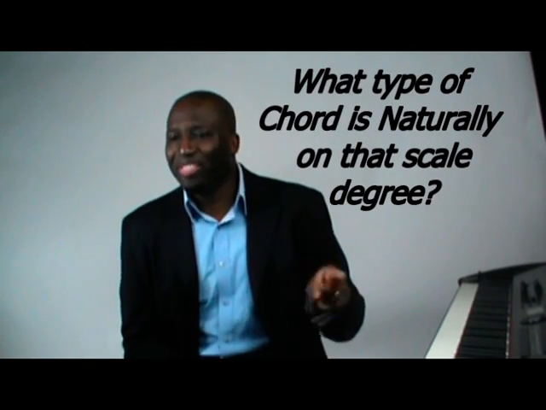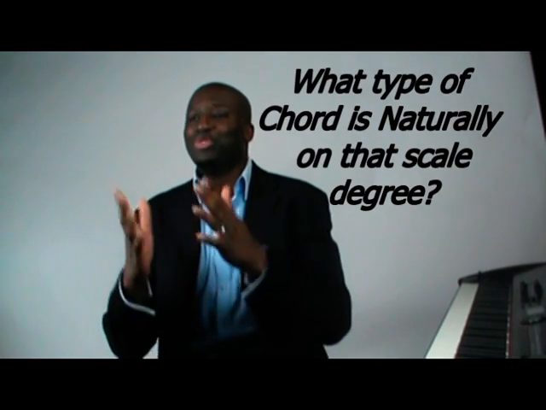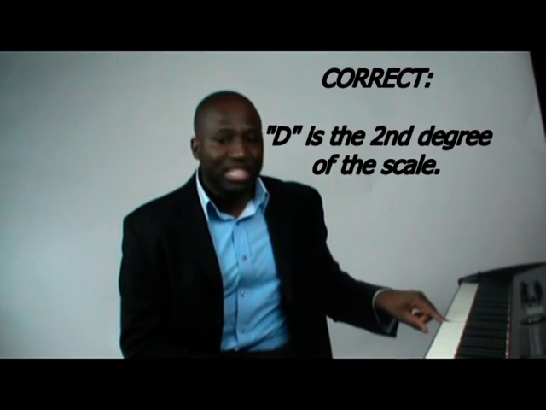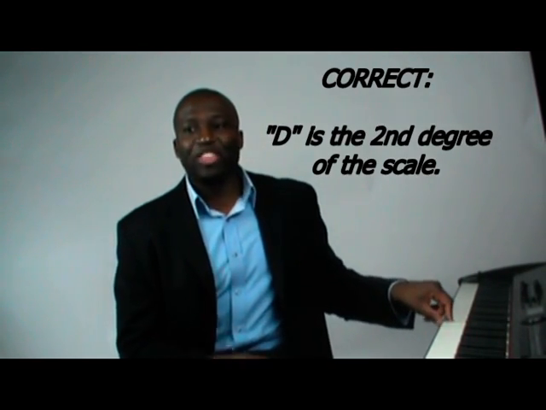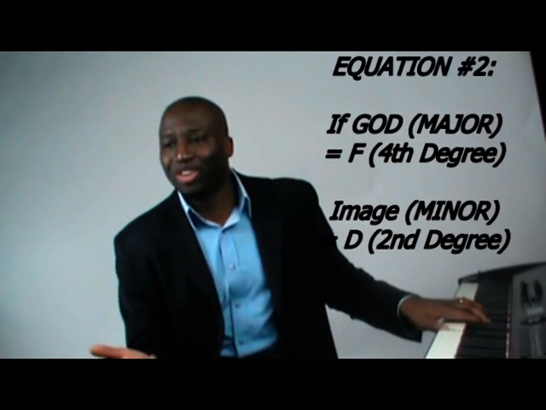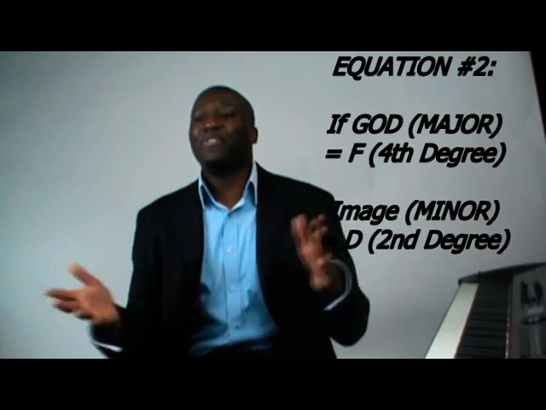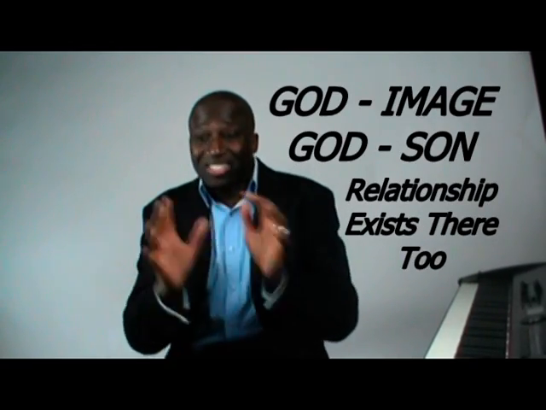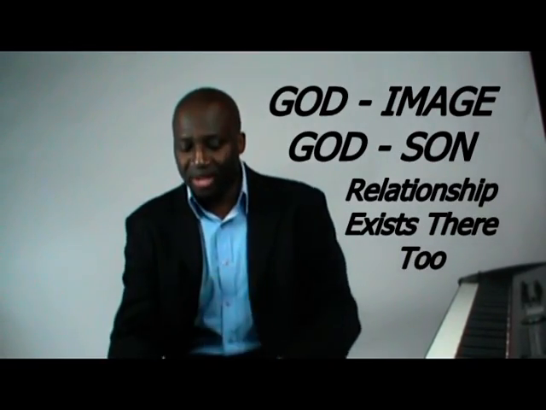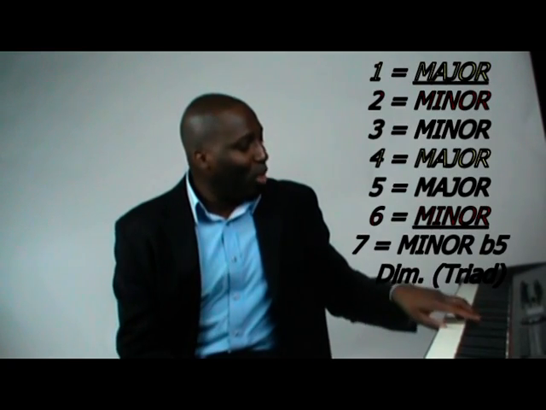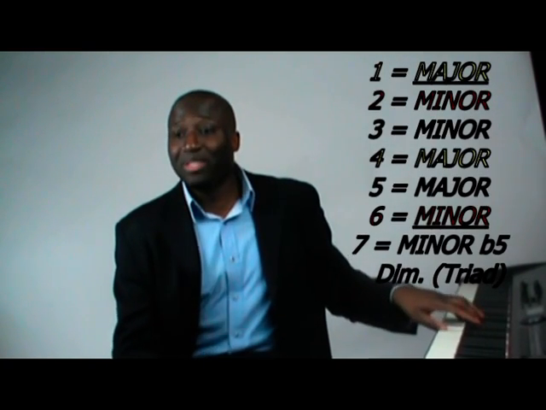And what type of chord is naturally on that scale degree? You said it correct. D is the 2nd degree of the scale, and the original chord on that degree is minor. Okay, it's minor. Therefore, the God image or the God-Son relationship exists there too. All right, so now we've covered the 1 and the 6, the 4 and the 2.